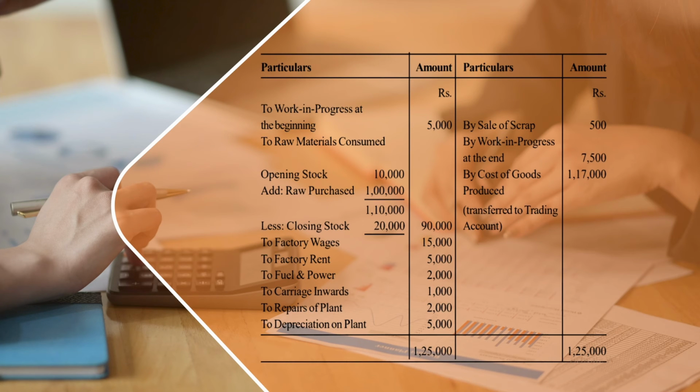To work in progress at the beginning, 5,000 rupees. Then raw material consumed: opening stock is 10,000. You can check it. Opening stock of raw material is 10,000. Opening stock plus purchase is 1 lakh.